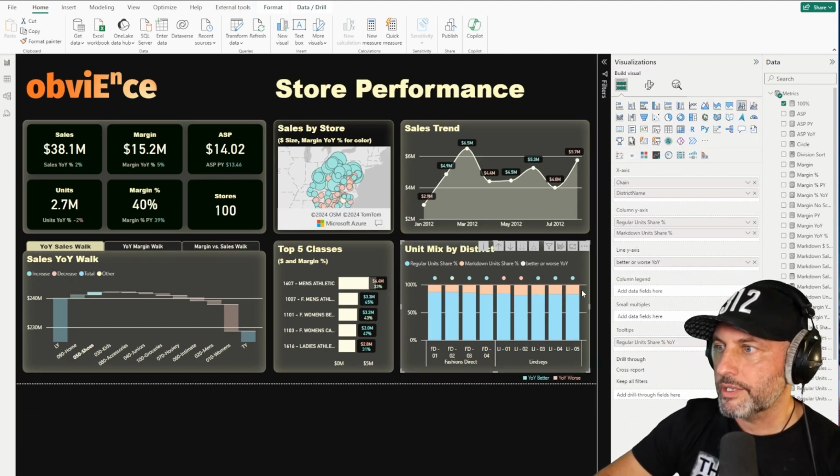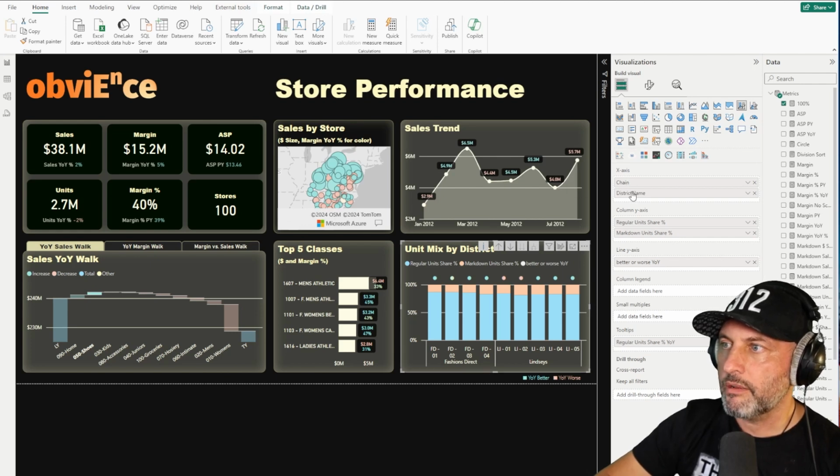So what we got is, we have our regular suspects, we have our chain and district name. These are the things that go into the x-axis. We got our column measures, regular and Markdown. So you see them giving me a 100% stacked chart. And wait a minute, what is this? We have a line y-axis as well. And here I'm using the better or worse year-over-year calculation. Let's see what that looks like.